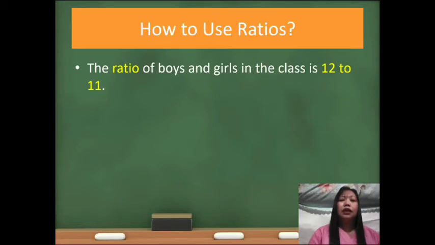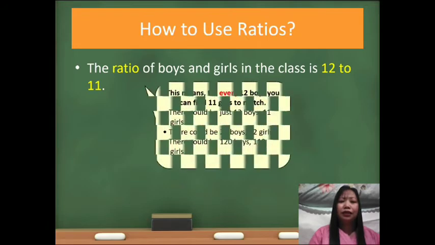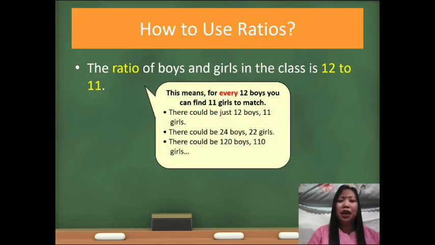Now, let us have an example on how to use ratio. The ratio of boys and girls in the class is 12 to 11. This means for every 12 boys, you can find 11 girls to match. There could be just 12 boys, 11 girls. There could be 24 boys, 22 girls. There could be 120 boys, 110 girls.